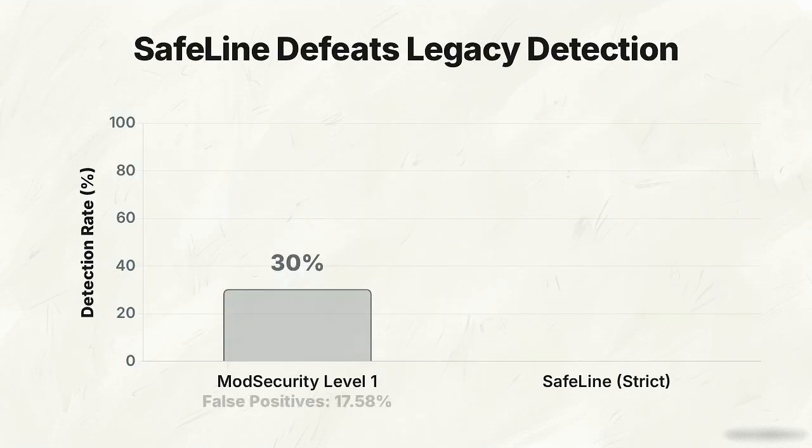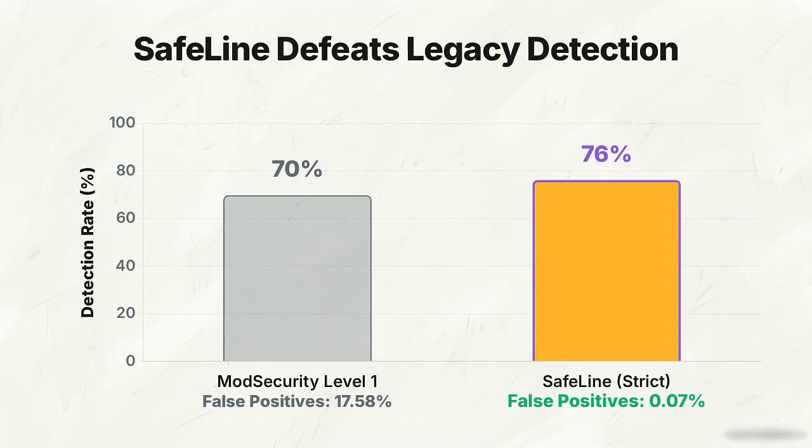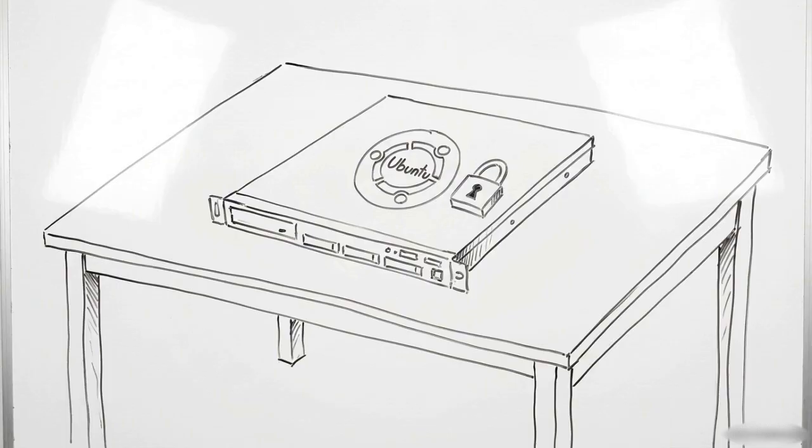This chart compares the effectiveness of ModSecurity Level 1 against SafeLine. By evaluating the intent of the traffic, SafeLine achieves a 76% detection rate with near zero false positives. Step 1 is to prepare the edge server. You need a dedicated machine running Ubuntu Linux, and you must have root or sudo privileges.